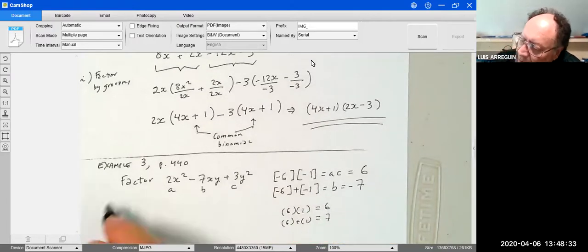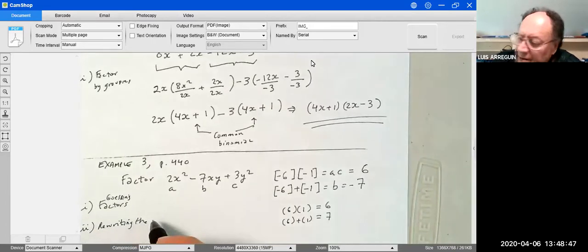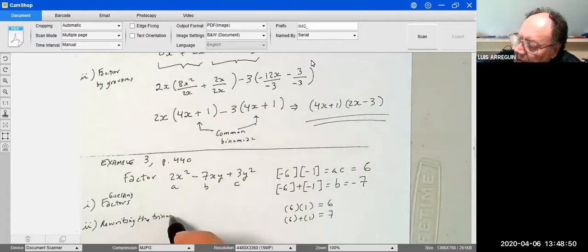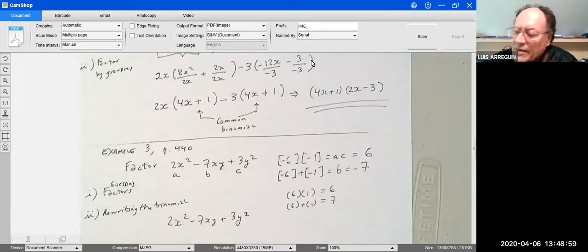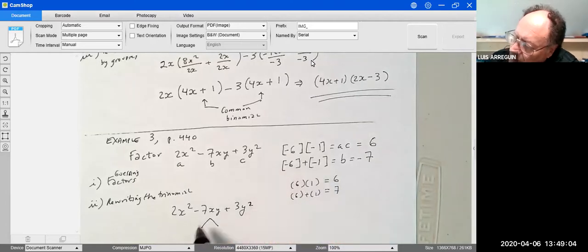So I'm going to rewrite. So first is guessing factors, that's the first part. Then is rewriting the trinomial. I'm going to write the trinomial again for you to see that we are just breaking the middle term. So this is my original trinomial. I'm going to break this by using the two numbers that work for me. So negative 6, negative 1.